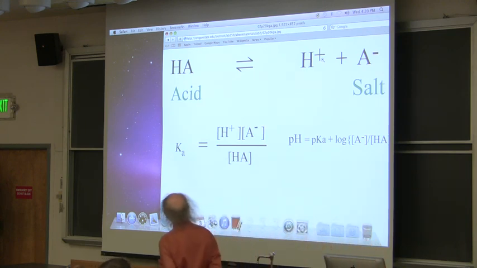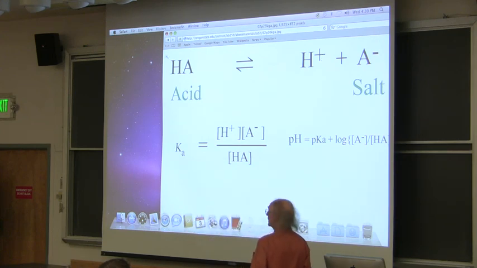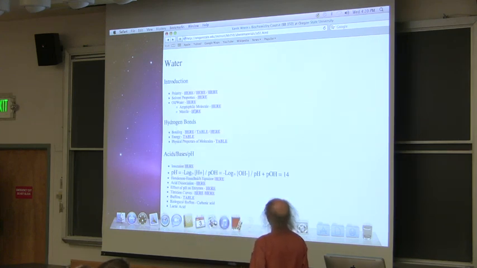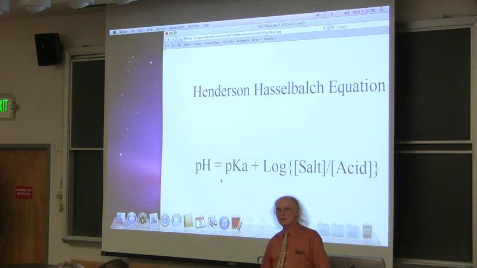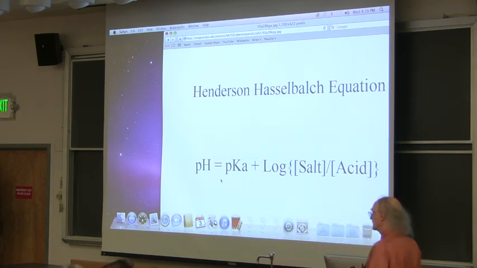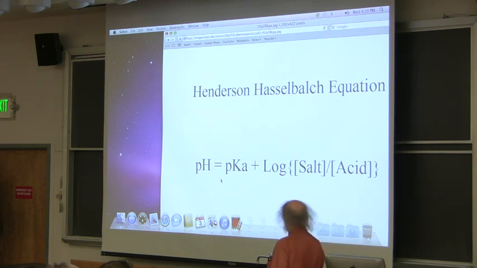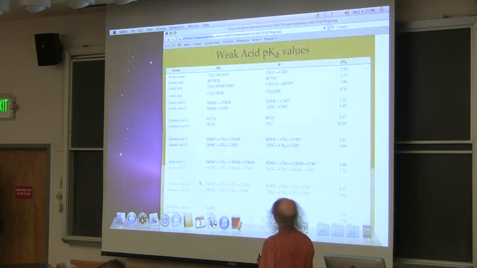Okay? Well, let's think about buffers in a little different way. This is cool. The Henderson-Hasselbalch equation, there it is: pH equals pKa plus the log of the concentration of salt divided by the concentration of the acid. Very simple. The Henderson-Hasselbalch equation you're going to hear a lot about. I'll talk more about it as we go along.